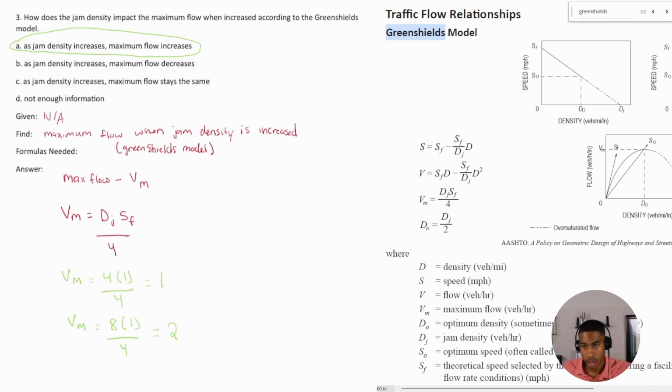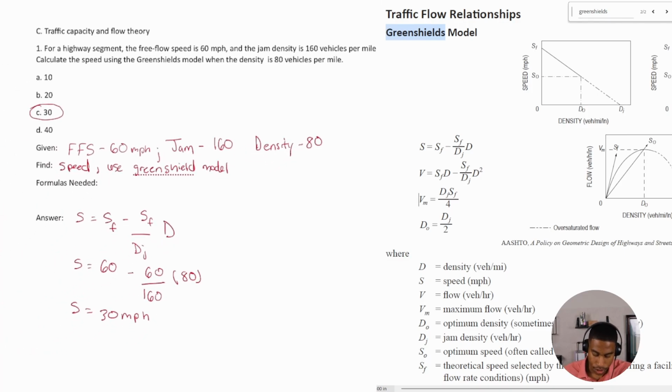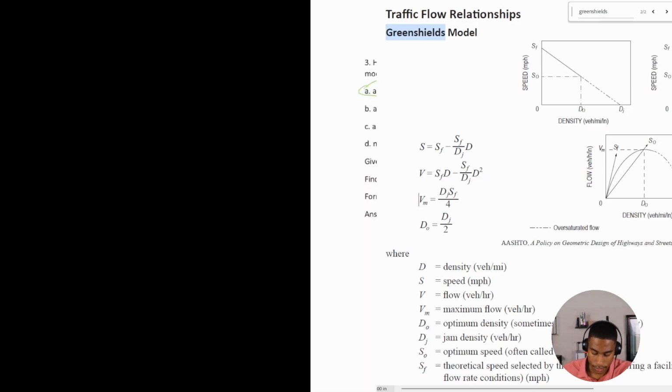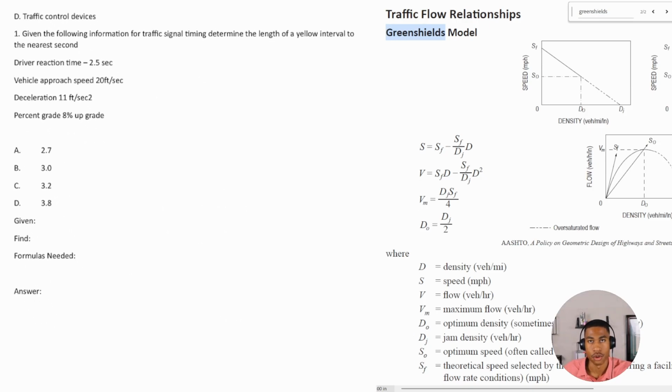All right, so that concludes this section for traffic capacity and flow theory. Hopefully this was helpful. And in the next video, we're going to start taking a look at traffic control devices.